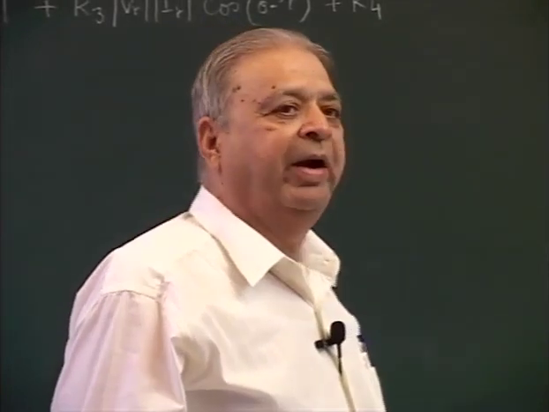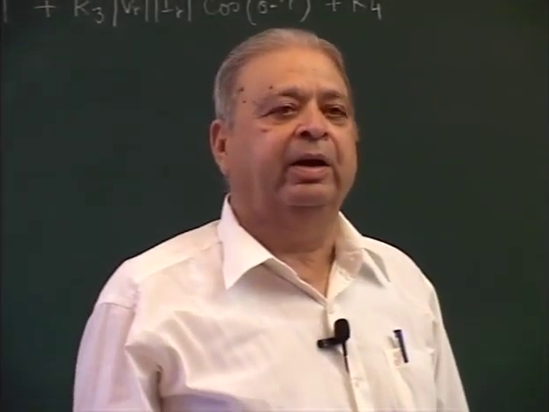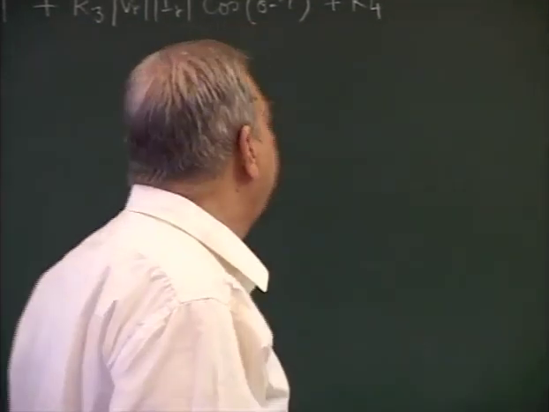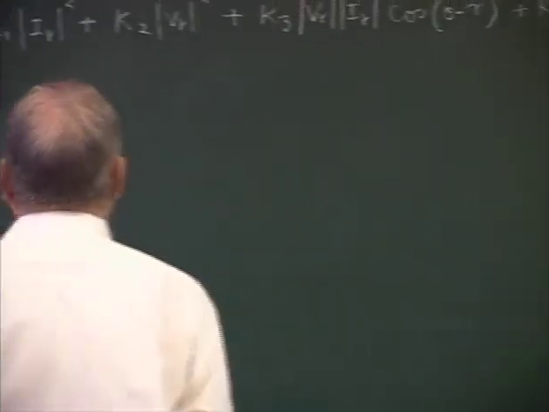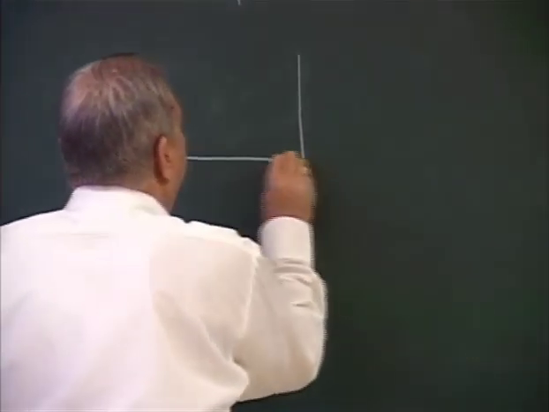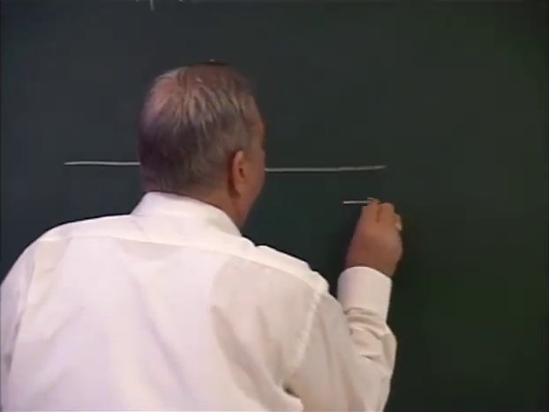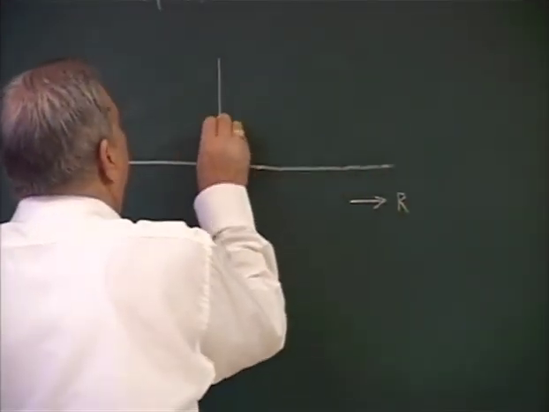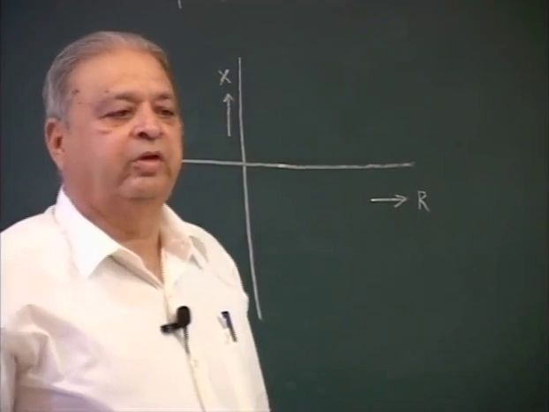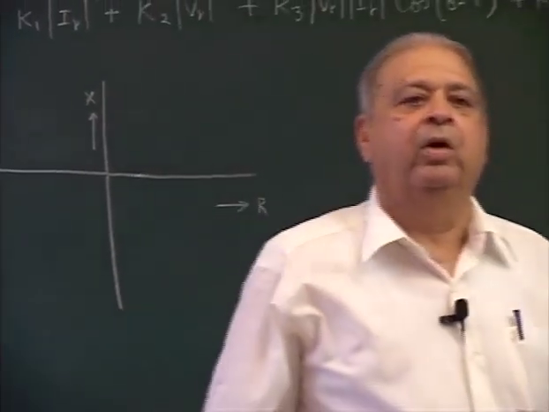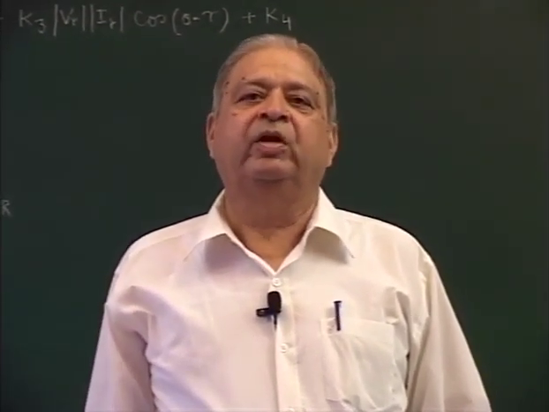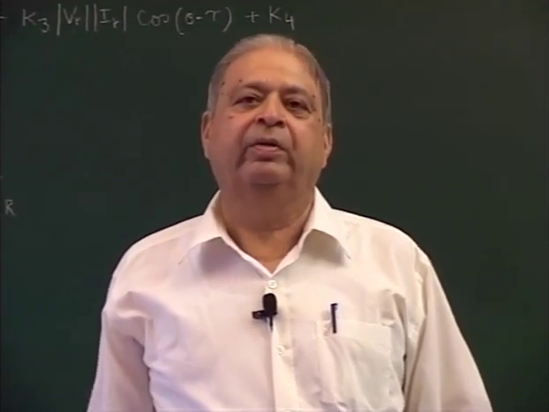We can take the real part of it and take imaginary part. That is, we separate this into real and imaginary parts, and we can graphically represent it on an RX diagram. So R is the real part of the operating equation, and X is the imaginary or reactive part of the operating equation.